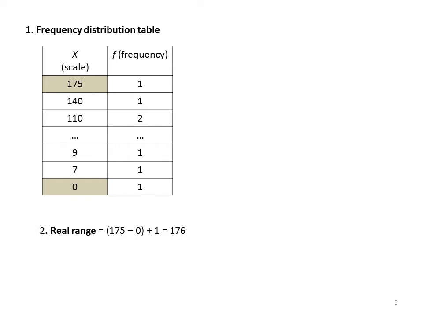Then we find out about the real range of the data set. The largest number is 175 and the smallest one is 0. So the real range is 175 minus 0 plus 1, which is 176.